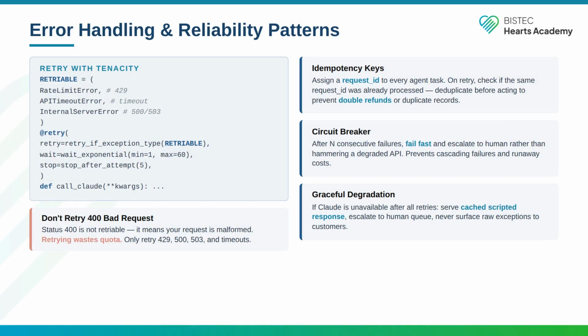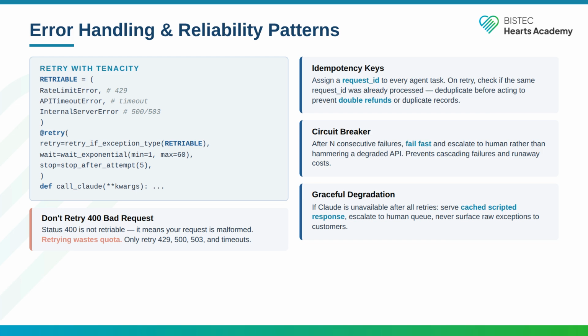Production reliability for an LLM agent rests on 3 principles. Retry what can be retried, never retry what can't, and always degrade gracefully when all options are exhausted. Retry logic in Python is most cleanly expressed with the tenacity library. The key is using retry_if_exception_type with an explicit tuple of retriable exception classes: RateLimitError for 429 responses, APITimeoutError for connection timeouts, and InternalServerError for 500 responses. Use wait_exponential with a minimum of 1 second and maximum of 60 seconds, and stop after attempt 5 as the ceiling.